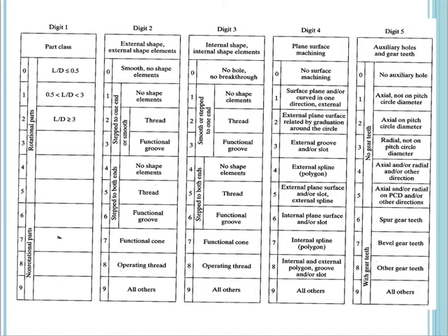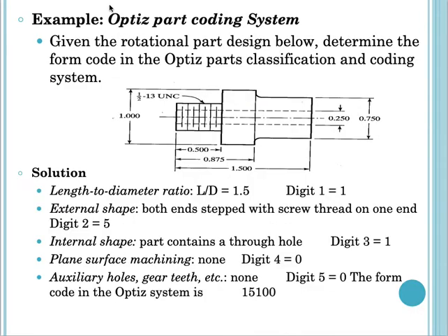So as we have gone through this figure, the first digit is the length and diameter ratio, that is 1.5, so 1. Second digit is 5. Third digit is 1. Fourth digit is 0. Fifth digit is again 0. If you see this coding, the code in the Opitz system is 15100. This is the Opitz part coding system. Likewise, we have to code using this kind of system.